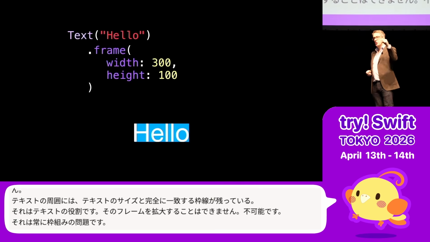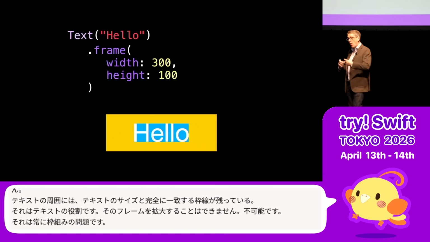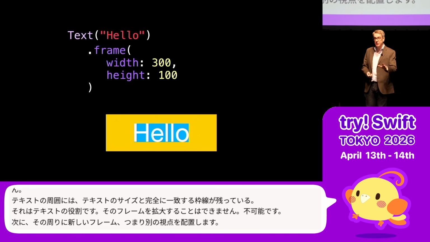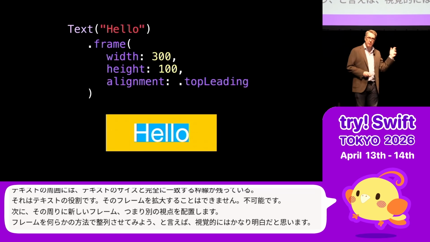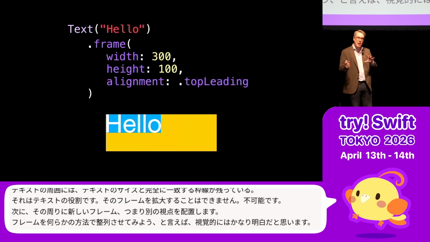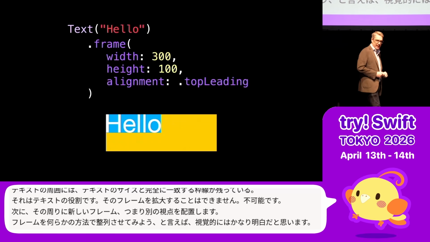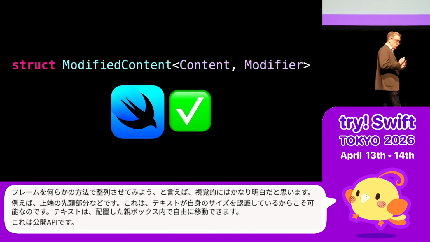We then place a new frame around it, a second view. And this is fairly obvious, I think, visually, when you say, well, why don't we try and align the frame somehow, say top leading edge? And that's only possible because the text knows its size. It can move around inside the parent box we've placed it inside. So this is public API for us to use, not secret, not magic. Go and check it out.